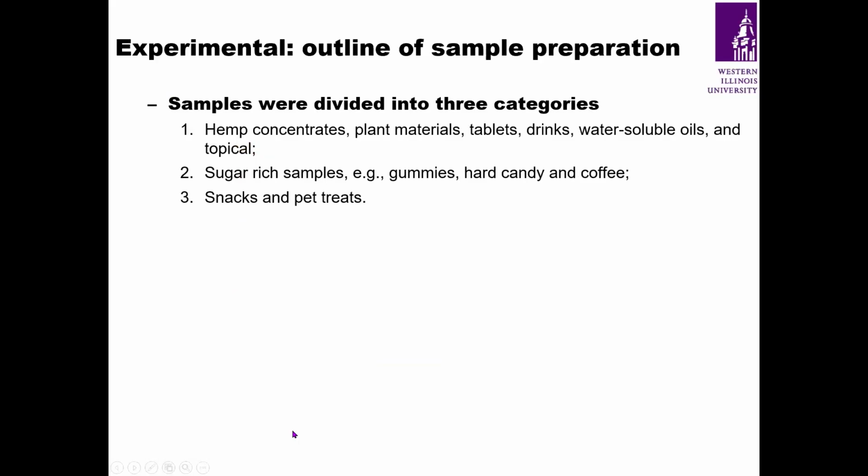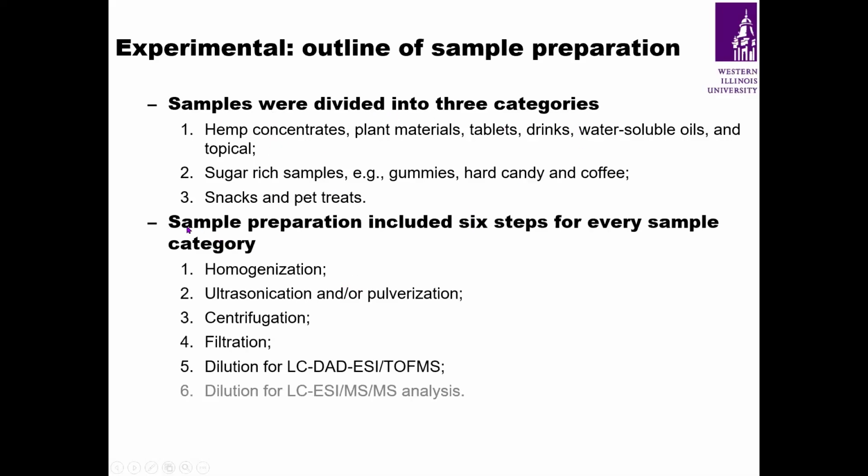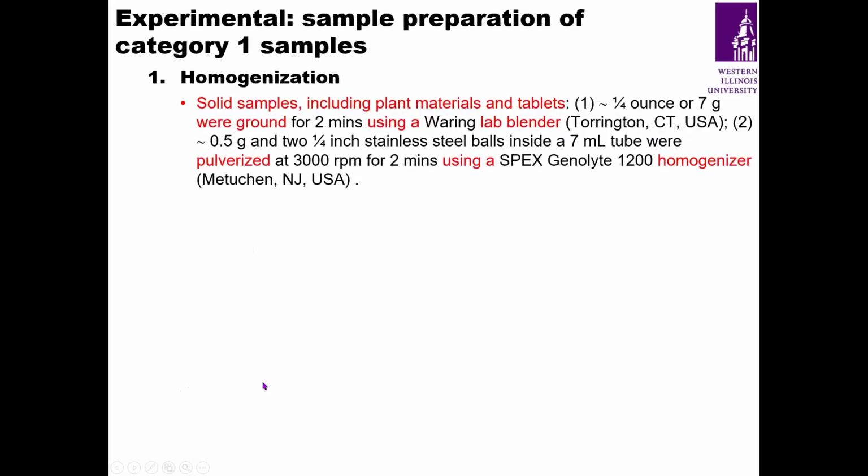Now, for easy follow-up, the outline of sample preparation is introduced over here. Samples were divided into 3 categories, and the sample preparation included 6 steps for every sample category. The sample preparation of category 1 samples.